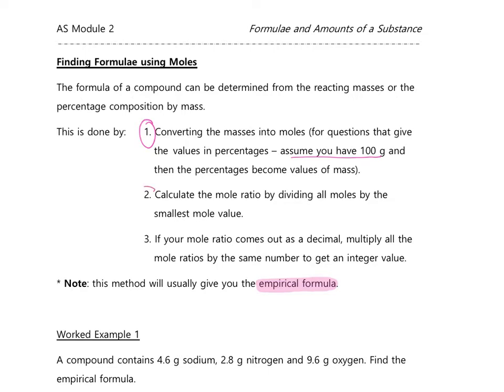Number 2 then, calculate your mole ratio by dividing all the moles by the smallest mole value. This is a bit like our last step of determining the degree of hydration within a hydrated salt that we've been doing recently. And if your mole ratio comes out as a decimal, multiply all the mole ratios by the same number to get an integer value. Because obviously in a formula you don't have something like, say, C2.5H5. So what you would do if you got to a mole ratio of something like that, you would think, okay, well, let's multiply both of those numbers by 2, and I would get C5H10. And as we've already said, this method usually gives us the empirical formula.